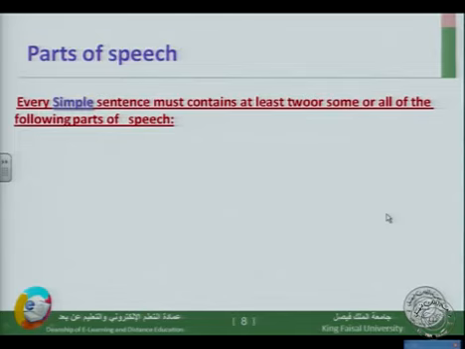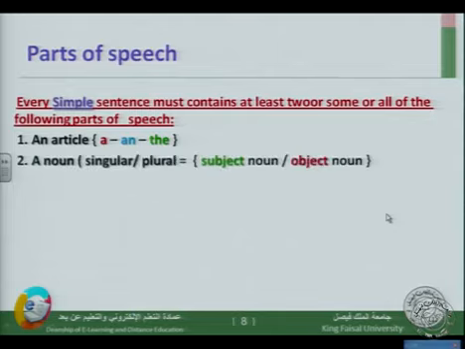The first one: every simple sentence must contain at least two or some or all of the following parts of speech. Okay, this is a very important one. You have to pay attention to it. An article: a, an, or the. A noun, such as singular, plural, subject noun, object noun. We took a singular noun such as boy, and a plural noun such as boys.